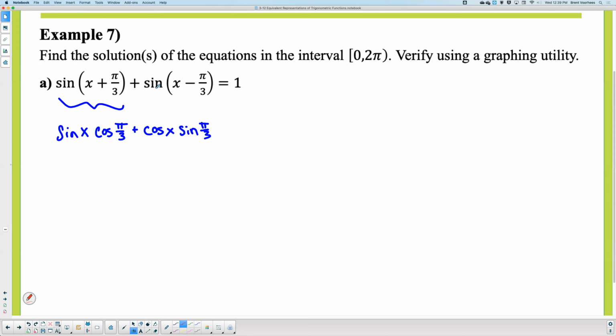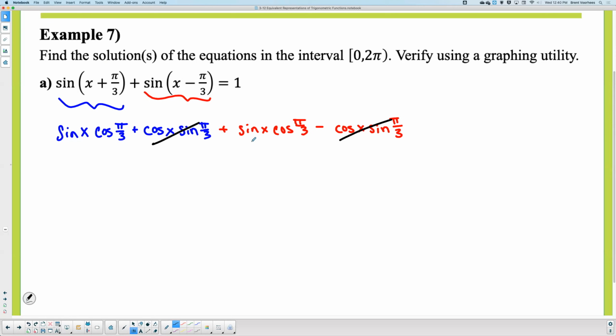We're going to do the same thing for the other one. Now we're going to do the same thing, but we have sine x cos pi over 3. But this time it's a minus. So minus cos x sine pi over 3. Does anything here cancel? Everything? No. I mean, my bad. Cos x sine pi over 3. Why do these two cancel? They have opposite signs.